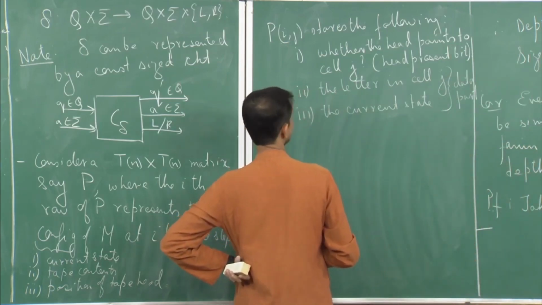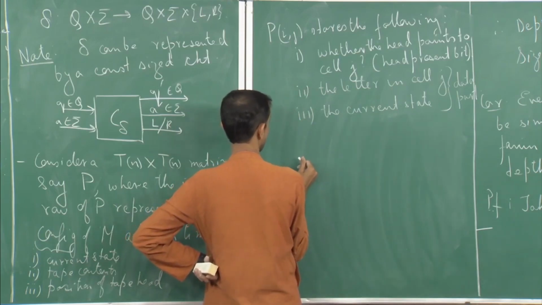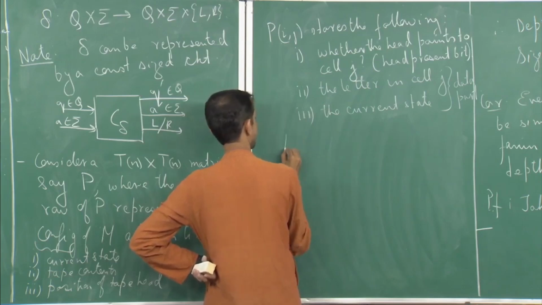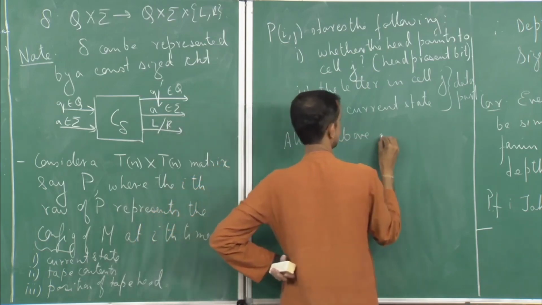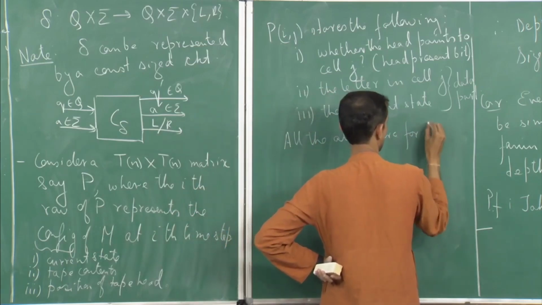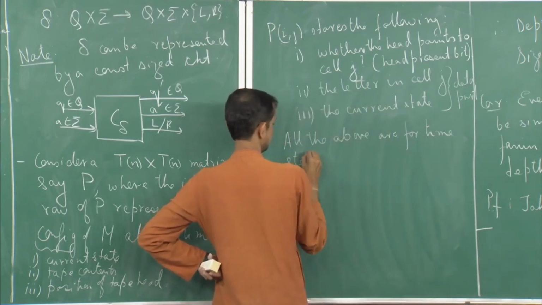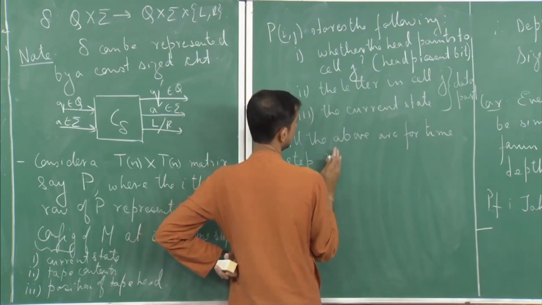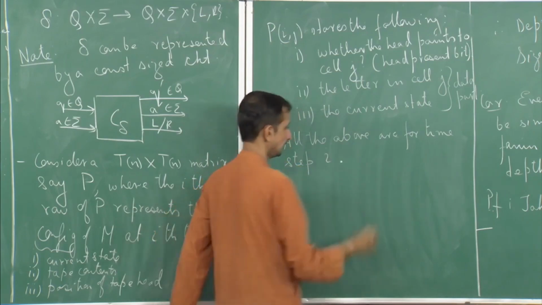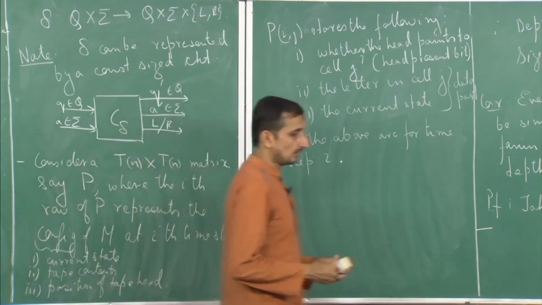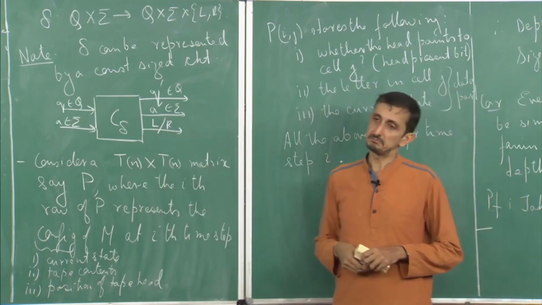Okay. And all the above are for time step I. Okay. So now coming back to your question, why is the number of columns bounded by Tn?